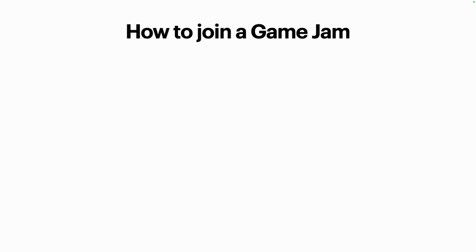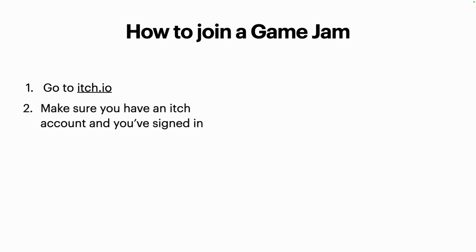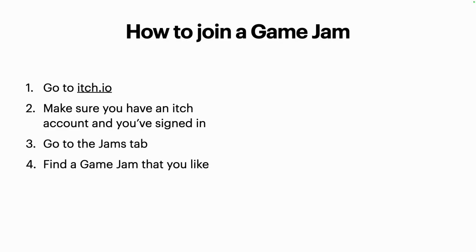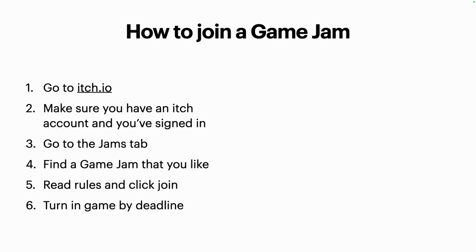So if you want to join a game jam, the best site is itch.io. It's very good for game jams. You can do some in-person ones, but those are physical. If you want to do it online, itch.io. So make sure you have an itch account, signed in. You go to the jams tab. You can find a game jam that you like. Make sure you read the rules before you join, and just turn in the game by the deadline.